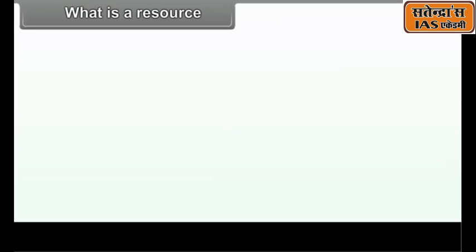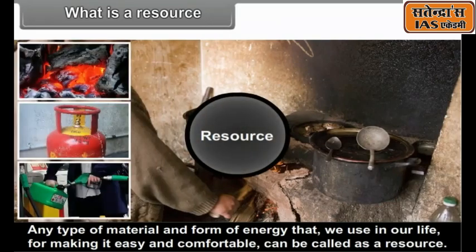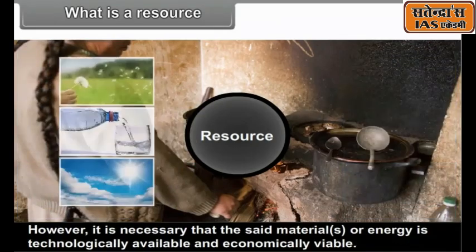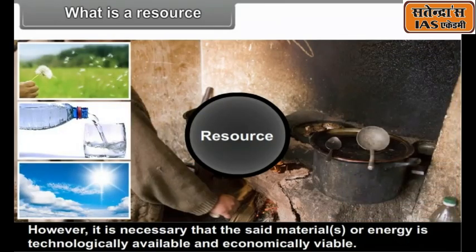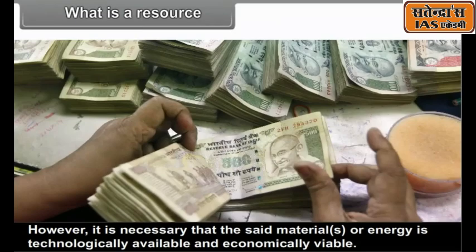What is a resource? Any type of material and form of energy that we use in our life for making it easy and comfortable can be called a resource. However, it is necessary that the said materials or energy is technologically available and economically viable.